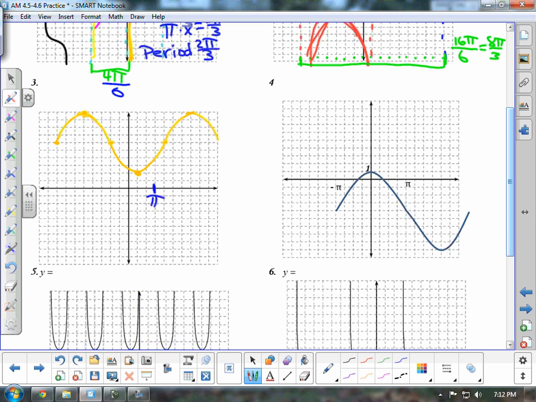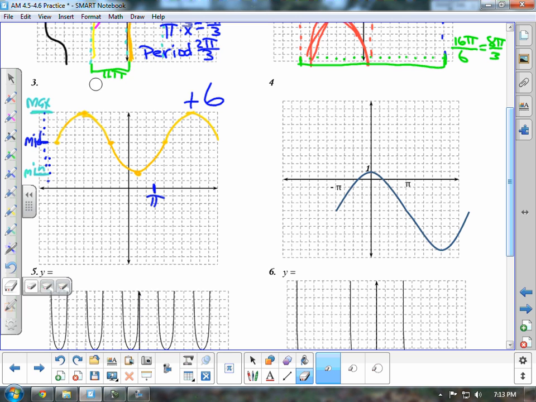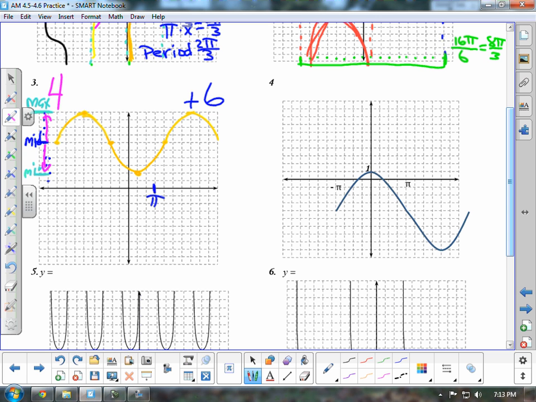Our next function. This one could be either sine or cosine. Maximum is here. Minimum is here. Which puts your midline at 4 away. 1, 2, 3, 4. There's your middle. And that is up 1, 2, 3, 4, 5, 6. So we know we have to have a plus 6 there. And our amplitude is 4 up and 4 down, so it's going to be a 4.